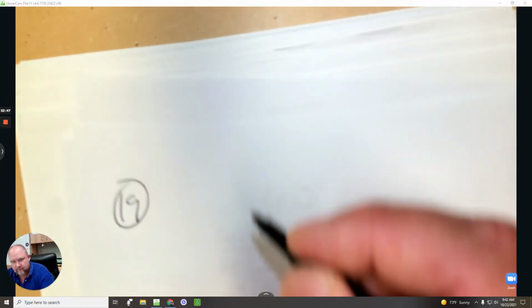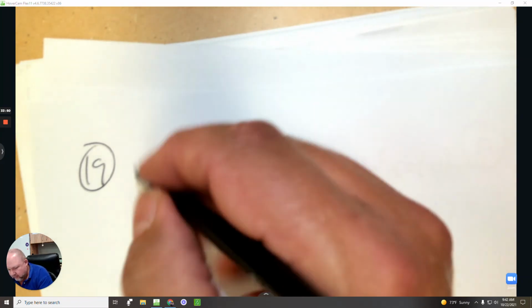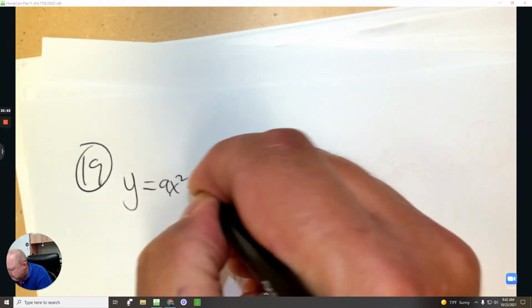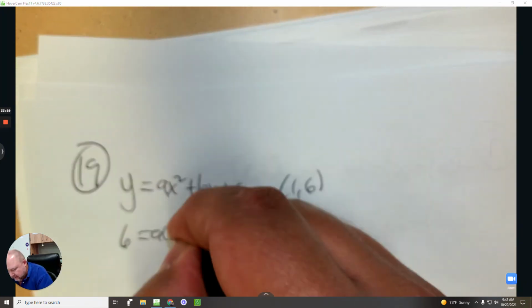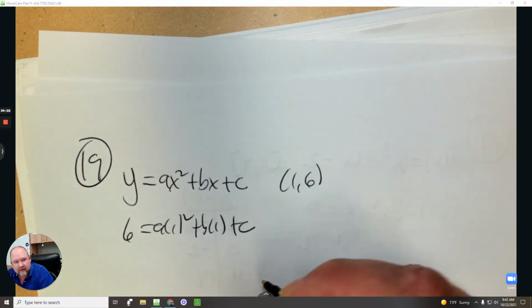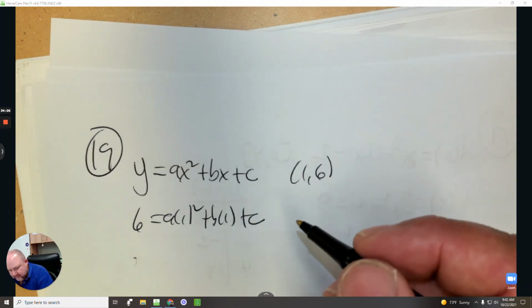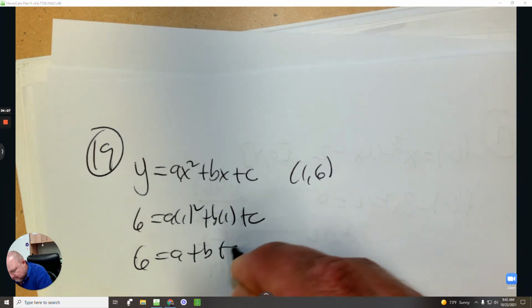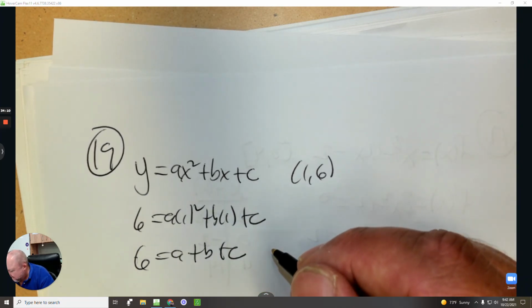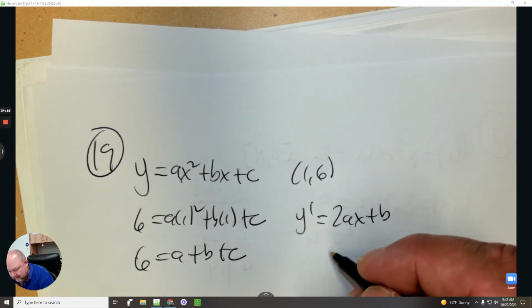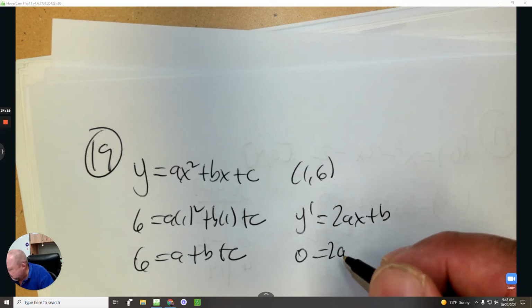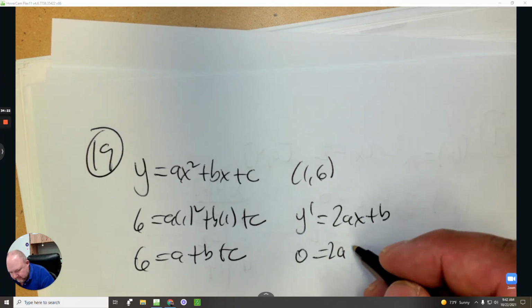Number 19. The graph of y equals ax squared plus bx plus c passes through the point 1, 6. So already I know this part. Plug in 1 and 6 and reduce it down. It has a tangent line, so if I take the derivative and plug in, make it equal to 0, the x value is 16.